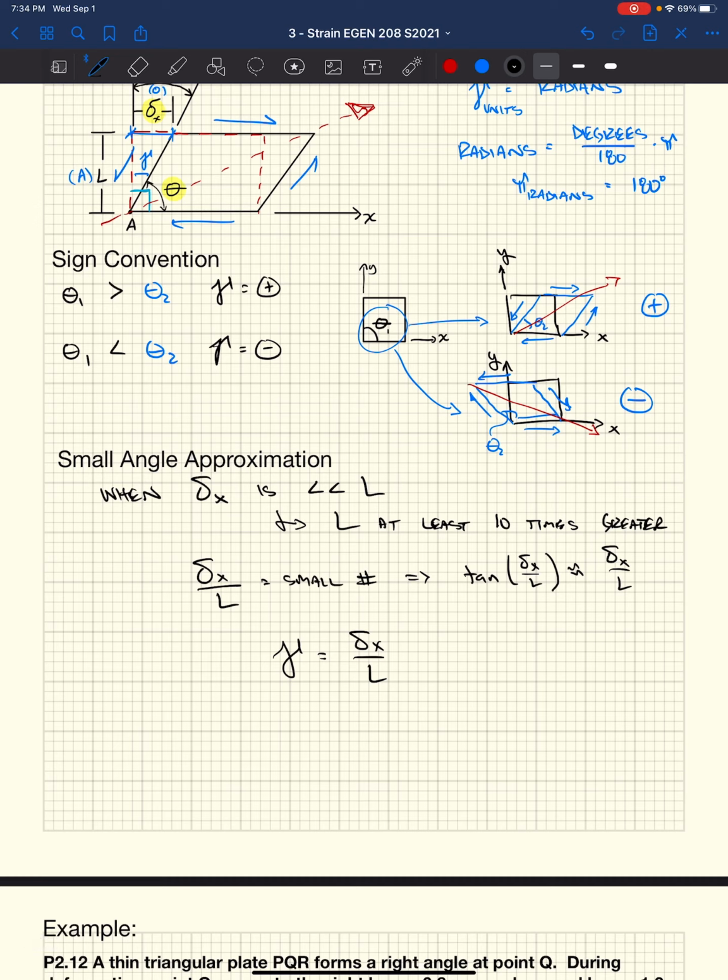Hopefully this is all making sense. Try and find my notes here. Okay.